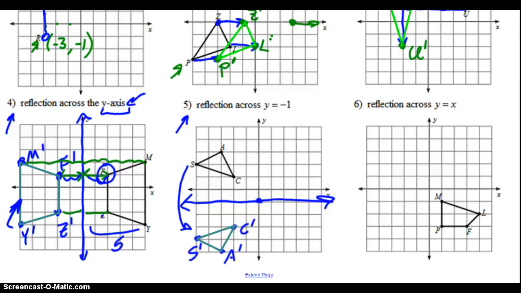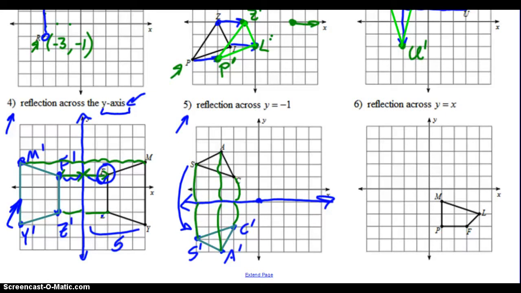You can double check by seeing that since C is 2 units away from the axis of symmetry, C prime is also 2 units away. A is 1, 2, 3, 4 units away, and so A prime is also 4 units away. S is 3 units away, and S prime is also 3 units away.